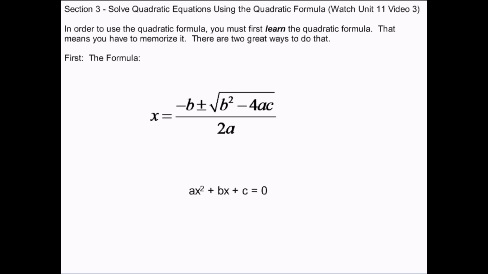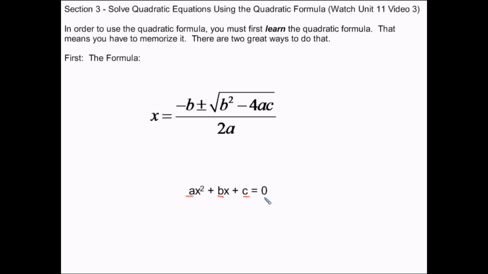So that means you have to memorize it. And I have two methods for that. One is a song and one is a story. But before we do that, let me talk to you about the formula. This is the formula that we have to memorize. So it's x equals negative b plus or minus the square root of b squared minus 4ac divided by 2a. And b, a, and c come from our equation, where a is the coefficient on x squared, b is the coefficient on x, and c is the constant.